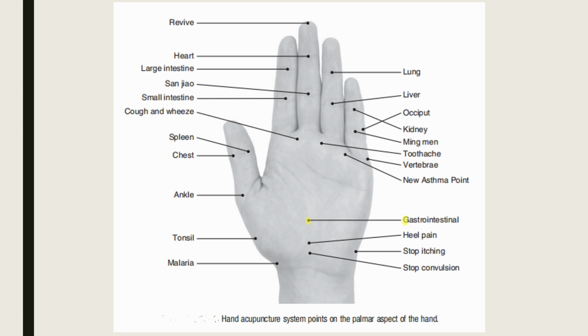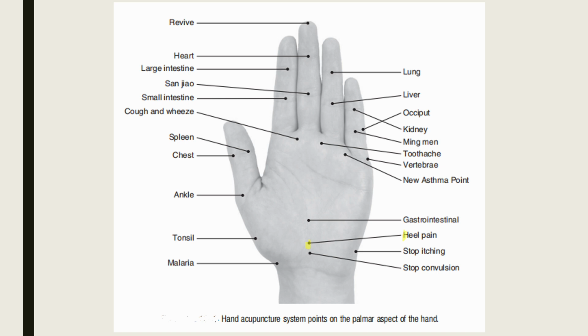The gastrointestinal point. Location: midway between pericardium 8, Lao Gong, and pericardium 7, Da Ling. Indications: chronic gastritis, stomach ulcers, indigestion, and biliary ascariasis.